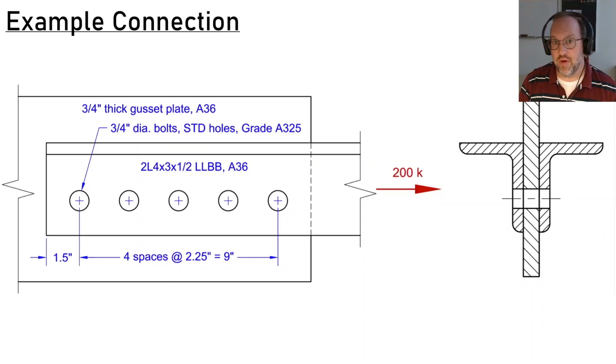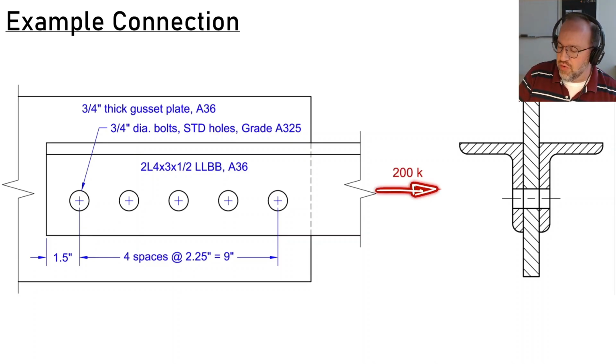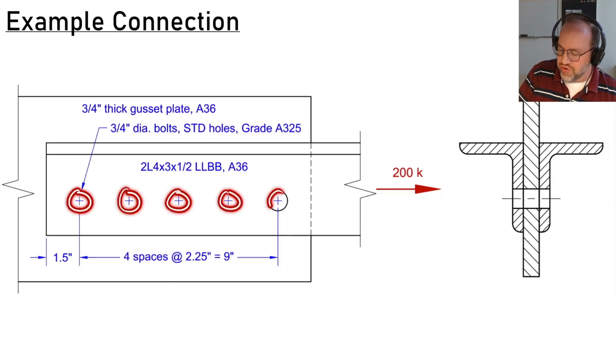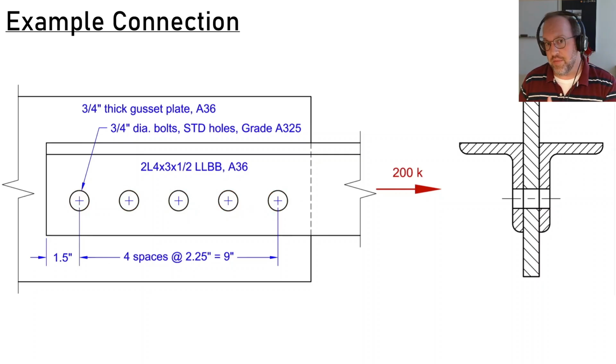Welcome back, everyone. In this video, we're going to talk about the capacity of steel bolted connections in shear. Throughout this video, we're going to focus on this particular example connection. This assembly is put into tension with 200 kips of factored load. There's obviously going to be a reaction back on this side, and that tension in the assembly is putting all these bolts into shear. So we want to calculate the shear capacity of this bolted connection.